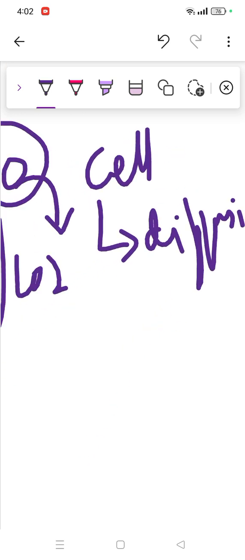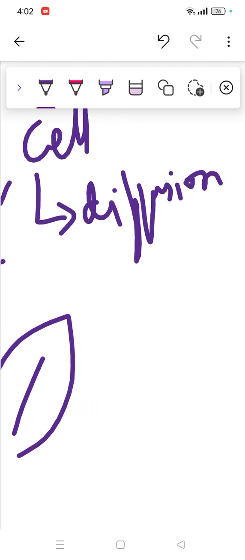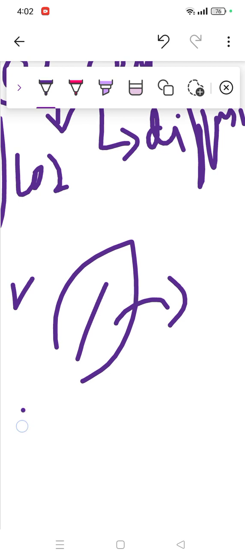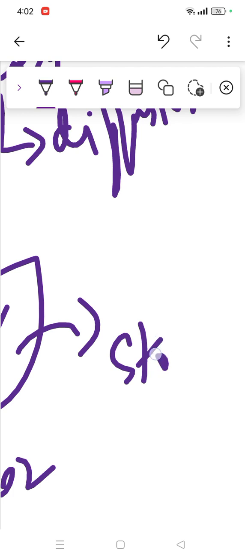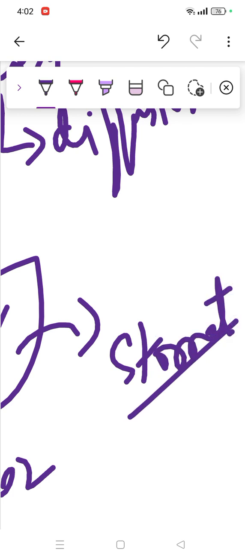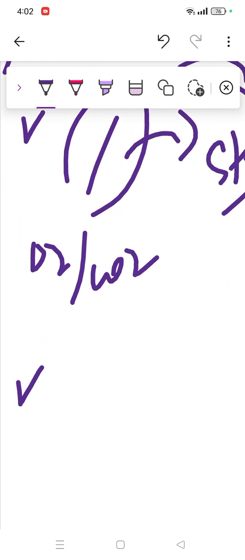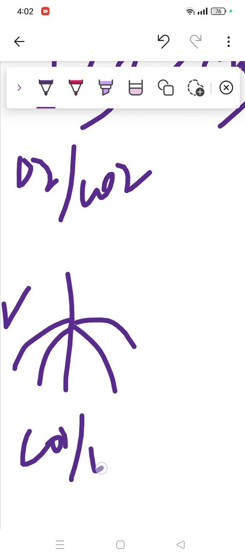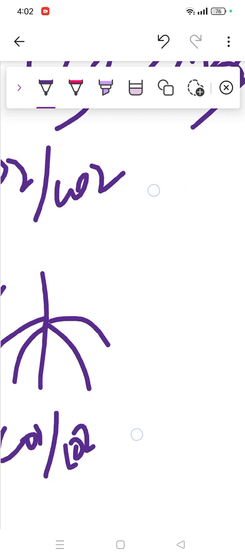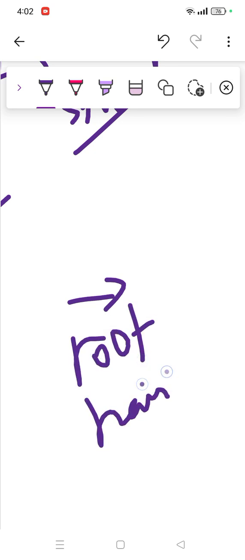Then comes our second factor. If you want to remove it by the leaf, how does it work? If they want to exchange O2 or CO2, from the leaf we have holes, not exactly holes but a structure called stoma. So when we want to remove gases from leaves, there's a stoma. Then comes our third part, the root hairs. If some plants want to exchange CO2 and O2, they can also use root hairs. These are the three factors.